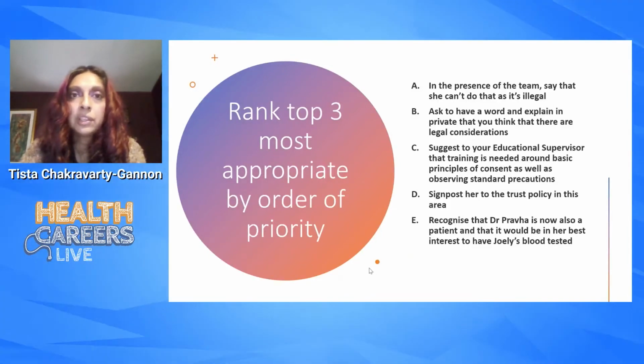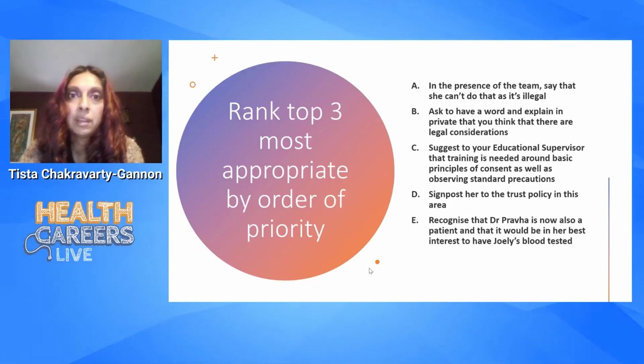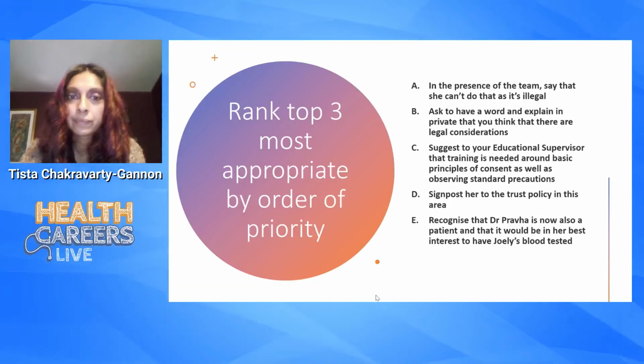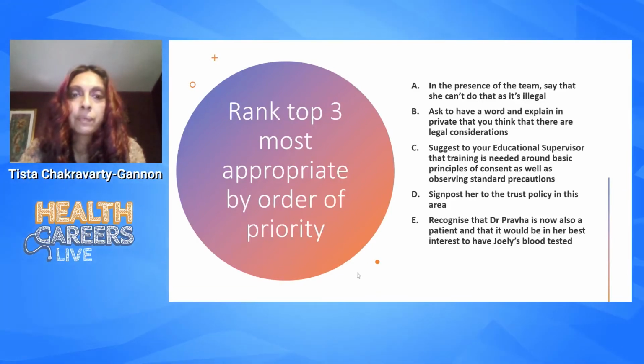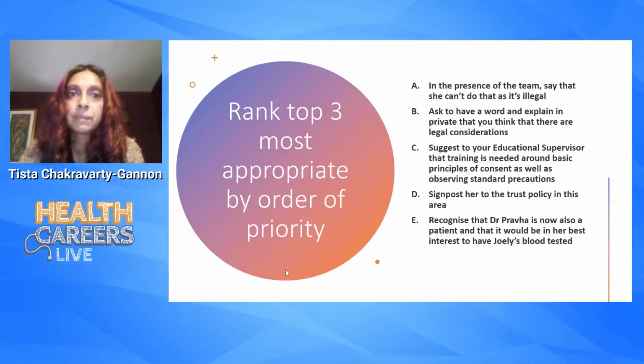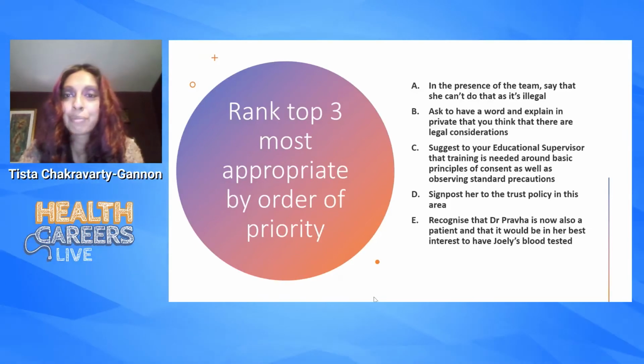And can I ask you to launch, it's actually the second poll, please. And now if you move to your Slido, have a think about what you'd actually do first, remember. So Dr. Prava wants to use a sample of Jolie's blood to test for blood-borne viruses. Okay? What would you actually do? She's about to go and test that blood. What would you do? Think about what you do, and now move to Slido and rank the 3 most appropriate by order of priority.